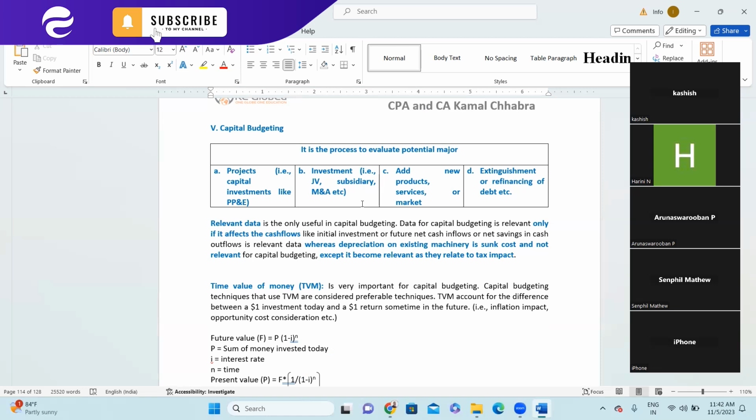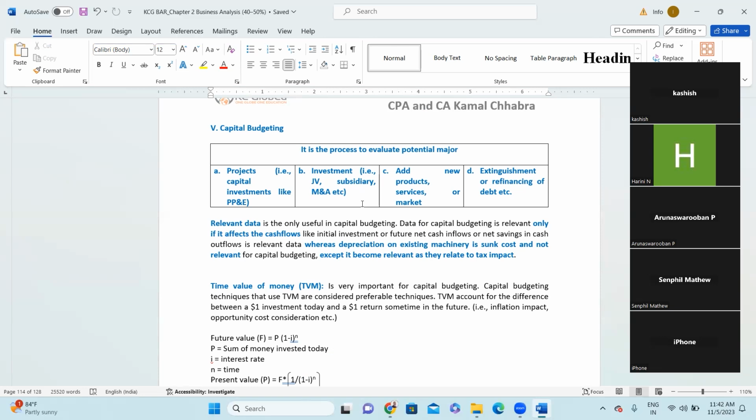So what is capital budgeting? As the name suggests, it's about budgeting the capital requirement for the future, right? So the relevant data is the only useful data in capital budgeting. Do you remember what is relevant data? Any idea what is relevant data? Sir, which is relevant to the particular situation. Yeah, relevant information in taking up any particular decision, right?